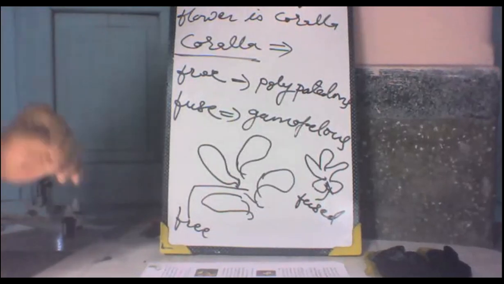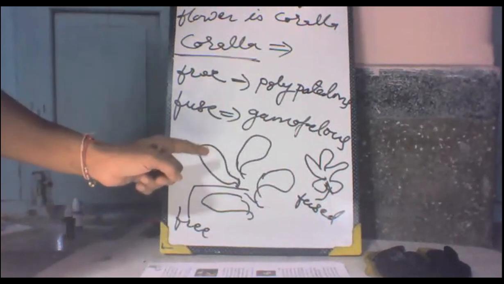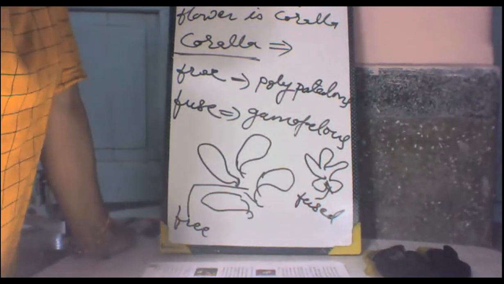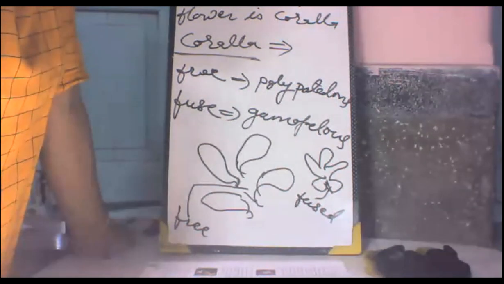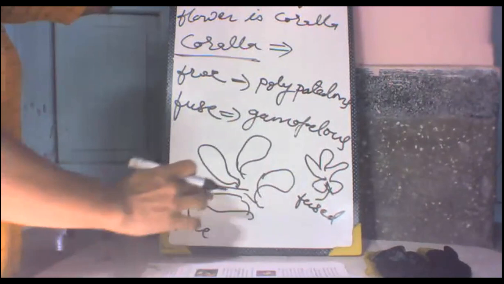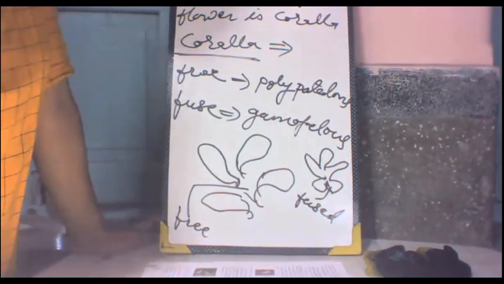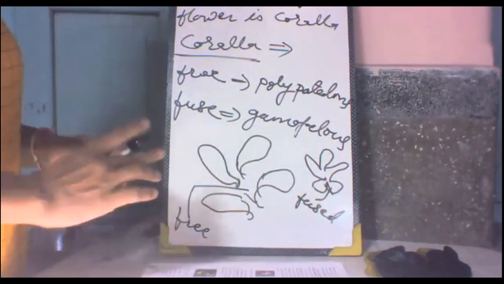The colorful and fragrant petals attract insects. These colorful parts of the plant attract insects for pollination. They also protect stamens and pistils, especially when the petals form a tube. When the petals form a tube, they protect the parts inside the flower. This is all about the corolla.